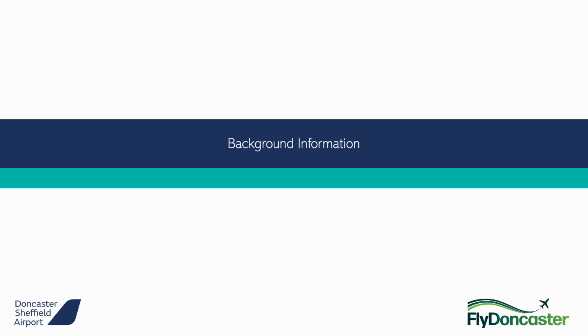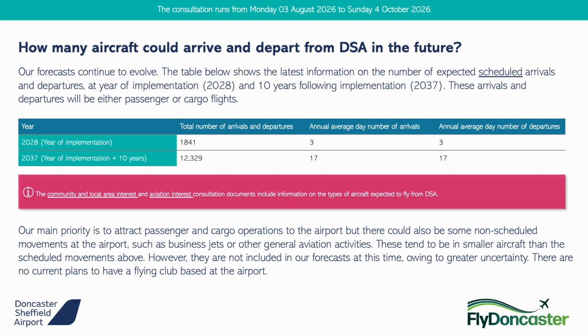Here's a bit of background information. This slide shows you the latest information on the number of expected scheduled arrivals and departures for the full year of implementation in 2028 through to 10 years after implementation in 2037. These arrivals and departures will either be passenger or cargo flights. Now, forecasting like this is not an exact science, and our forecast will continue to evolve as we move closer towards full implementation.